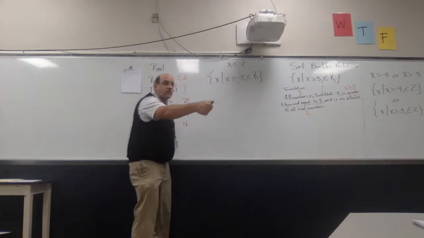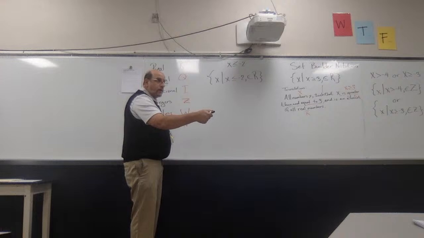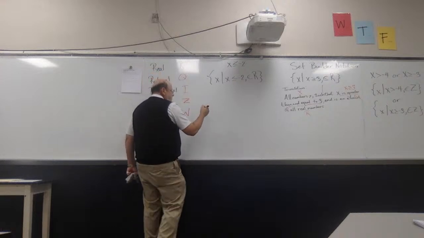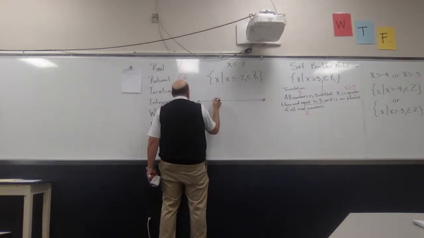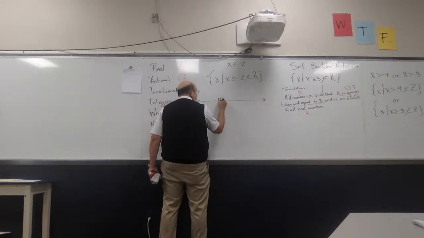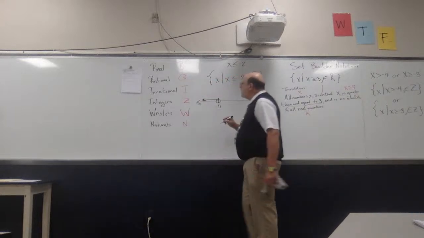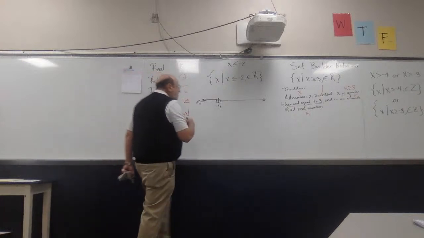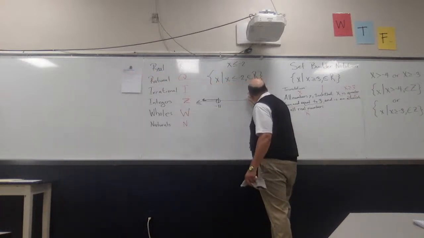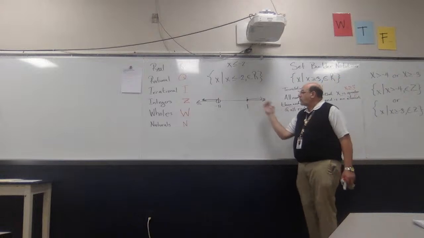If I wanted to write this in interval notation, right? Well, how about I just graph it instead? Let's talk about -11. It says x is less than -11, and x is greater than or equal to 1. That's what it looks like. These are the numbers we're looking at.